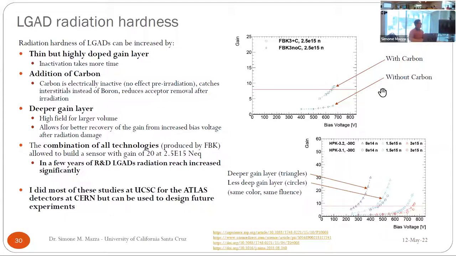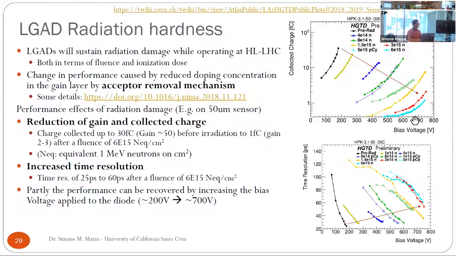If we combine these three technologies, we can actually get a sensor that is good up to a few times 10^15. With this combination of technologies, we made the mark for HGTD. UCSC did most of these studies, some of these plots. Also, if you open the HGTD TDR, I wrote most of that.